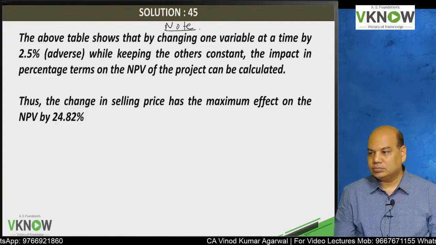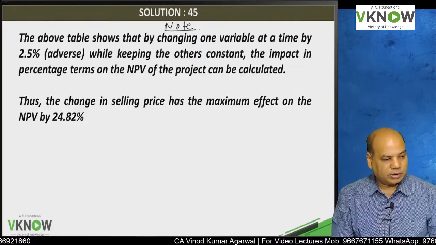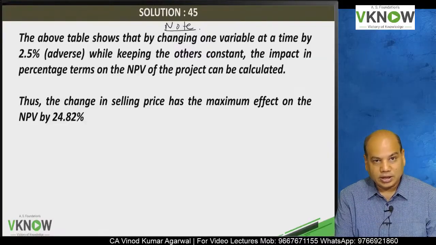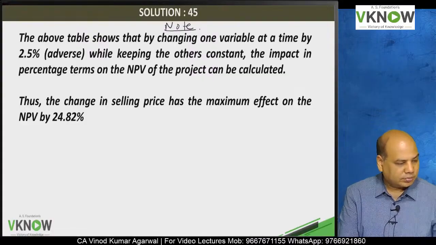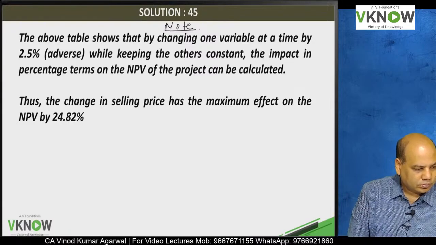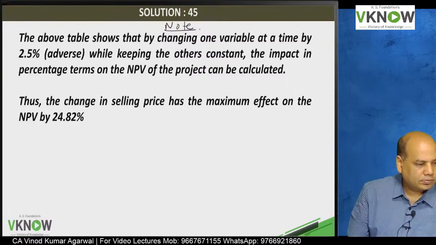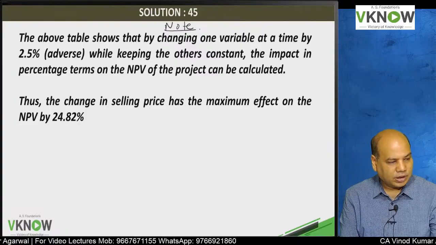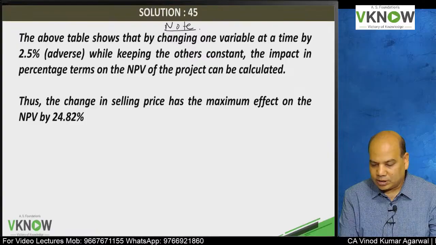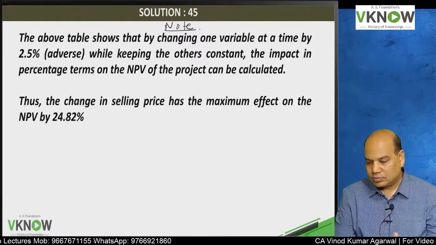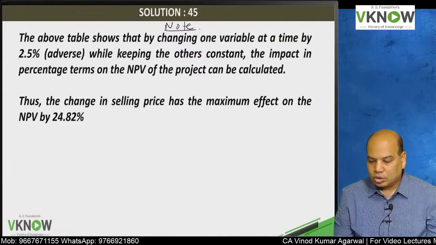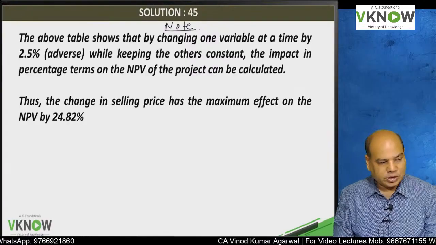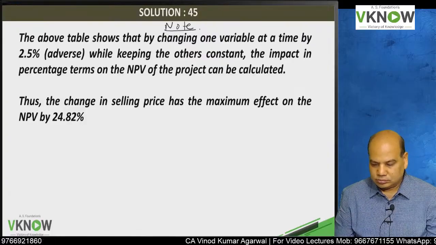Write note. The above table shows that by changing one variable at a time by 2.5%, while keeping the others constant, the impact in percentage terms on the NPV of the project can be calculated.